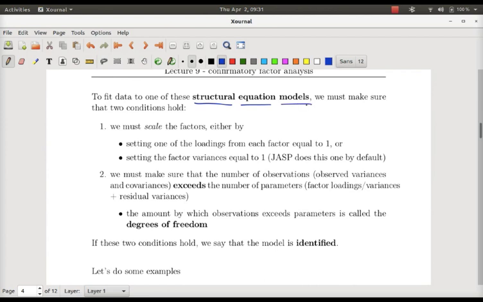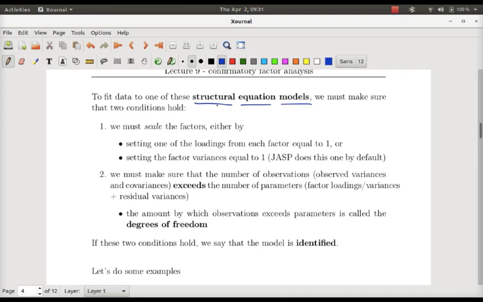And this is kind of a technical condition, but we have to make sure that two conditions hold. The first condition is that we have to scale the factors. So you think about it this way. If you are measuring temperature, you're going to measure using a thermometer. That thermometer is either going to be on the Fahrenheit scale or on the Celsius scale. They're both valid, but you have to pick one, and then all of your measurements need to be based on the same scale. Otherwise, you can't compare one measurement to the other.